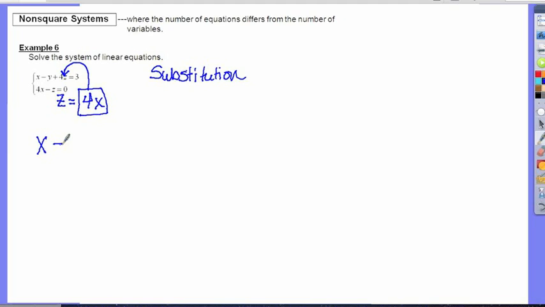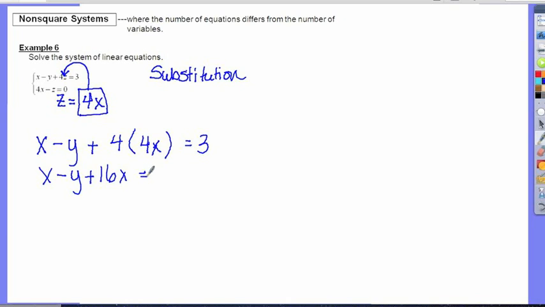So I'm going to get x minus y plus 4, and in place of that z I'm going to put 4x, and then that's going to equal 3. So I'm going to simplify that. x minus y plus 16x equals 3. And that's 17x minus y equals 3. Now, I actually am going to have to do a little more substituting. So now that I have this simplified, I'm going to solve this for y. I'm going to put this into y equals, and this will be y equals 17x minus 3.